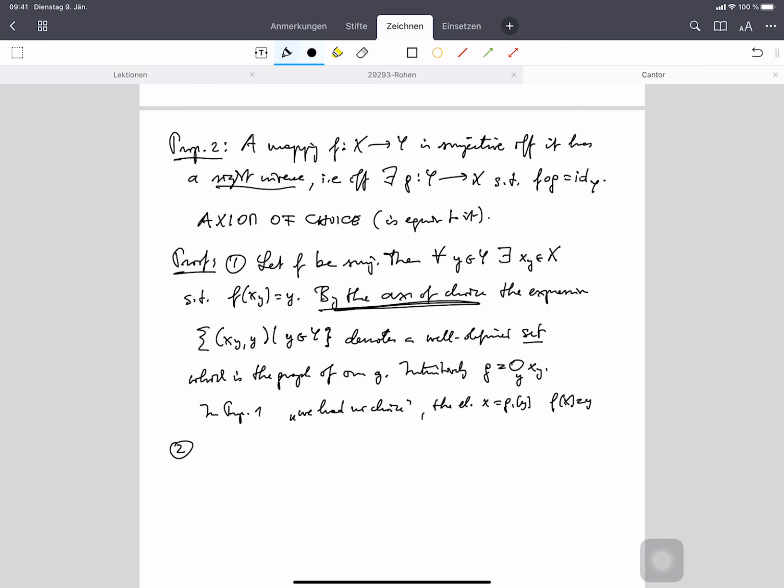The converse is immediate. Let f composed with g equal id_Y. Then for every y in Y, we have y equal f of g of y, and this means y is in the image of f.